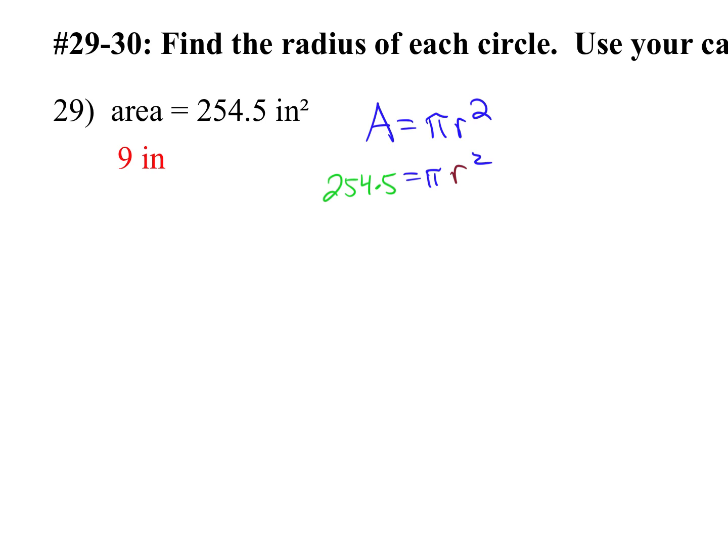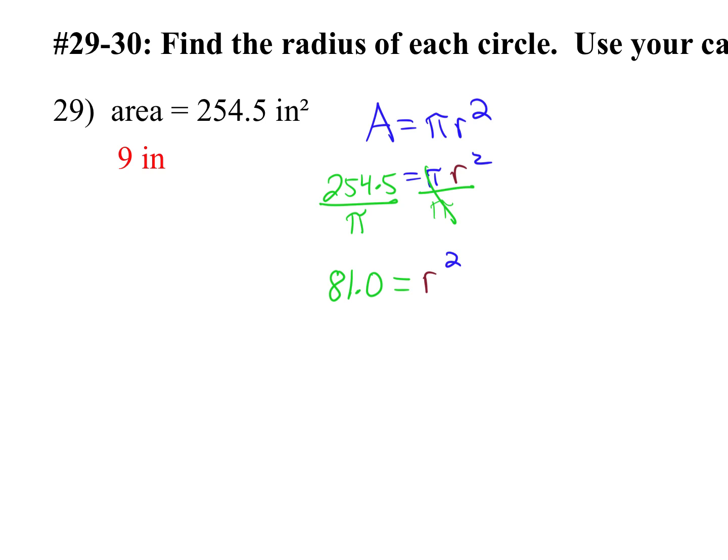So I was given the area, and I'm looking for r. What's the first step I need to do here? Yeah, divide by pi. So I'm going to divide each side by pi, get it to the other side. When you divide just by pi, you don't have to use parentheses if it's just pi, only if it's 2 pi. So what do you get when you do 254.5 divided by pi? 81.0. 81.0 is equal to our r squared.